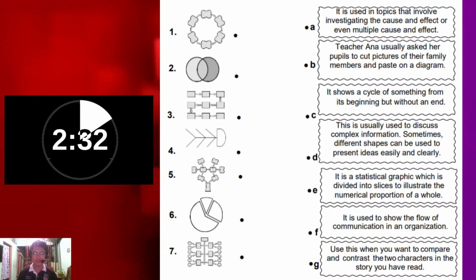Good luck, dear students! For the first one, you see an image of a graphic organizer. What kind of graphic organizer it is?